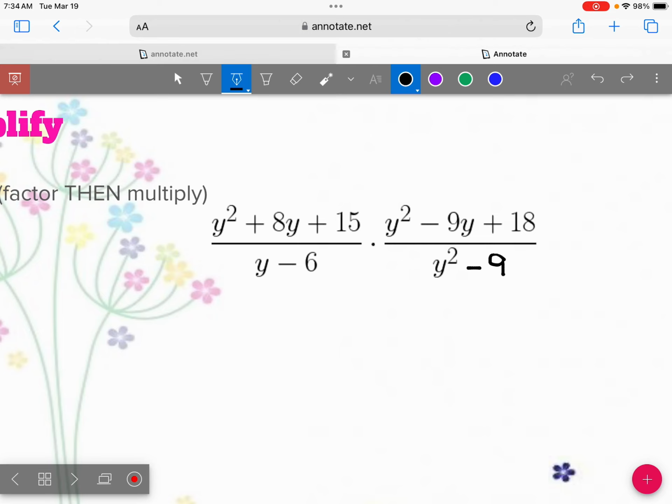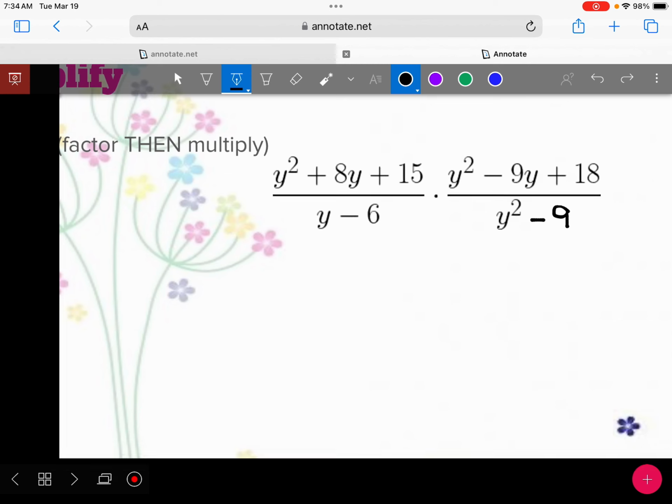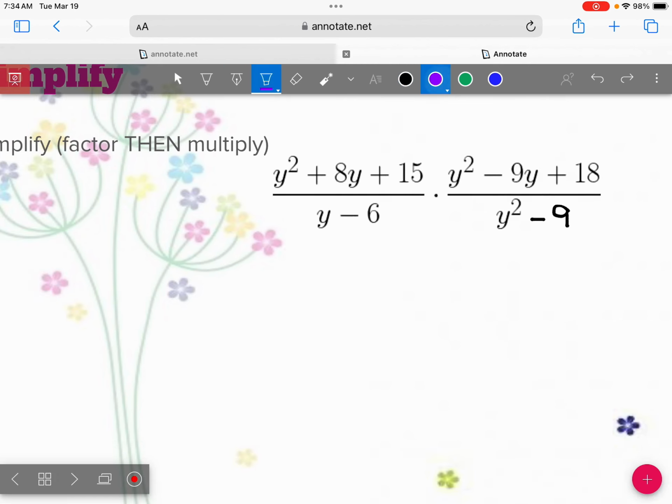I was not kidding when I said we're going to have times that we factor a lot. I was not exaggerating. All right.